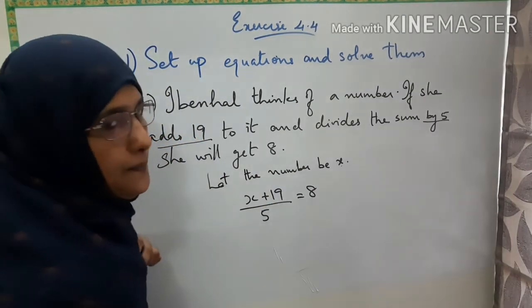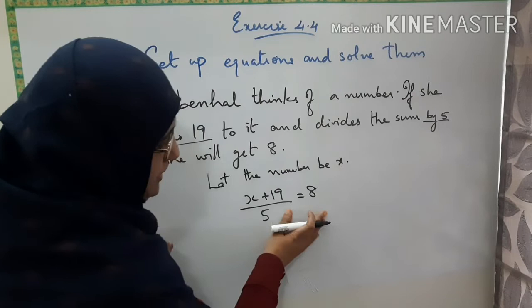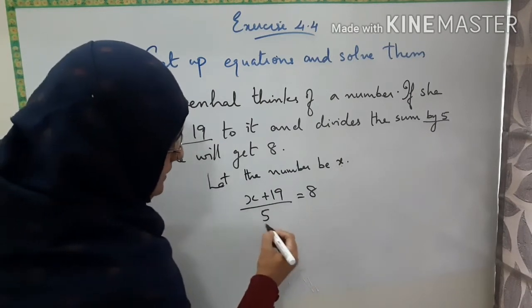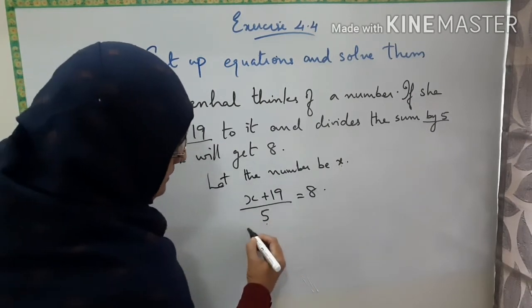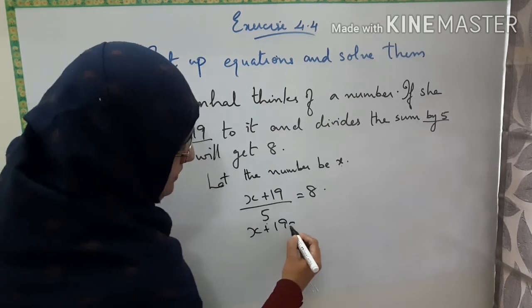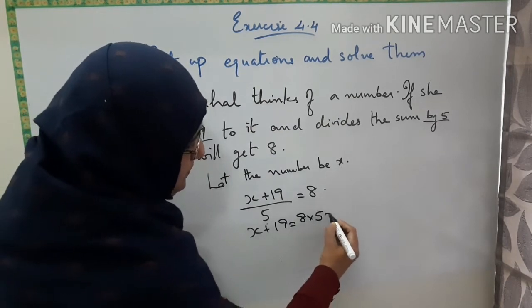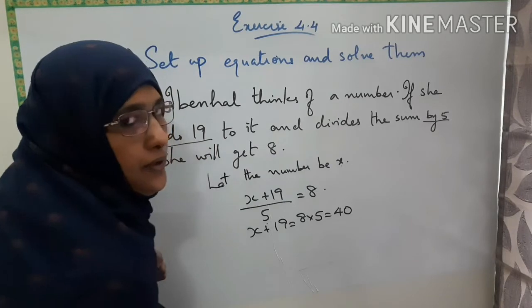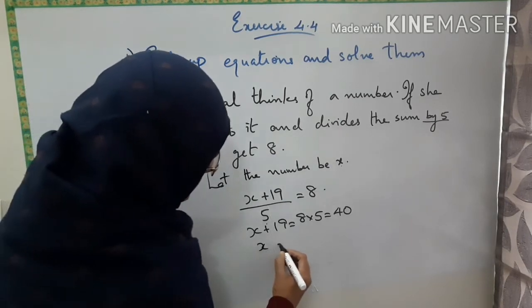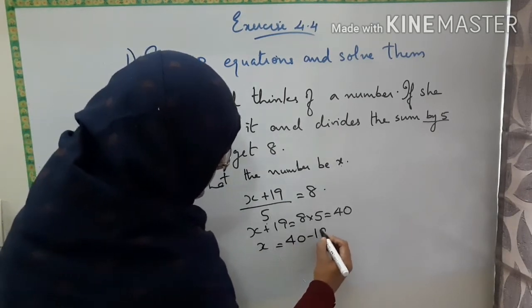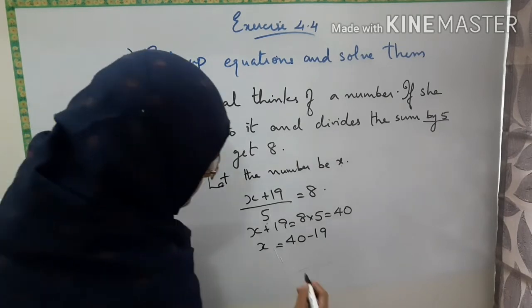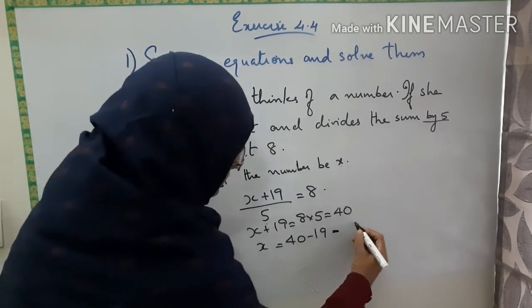Then what is the number? So you formed an equation. Now you can solve it. Take the divide by 5 to the other side. What will it become? Division goes to the other side and becomes multiplication. 8 into 5, that is 40. Then x equals 40 minus 19. What is 40 minus 19?